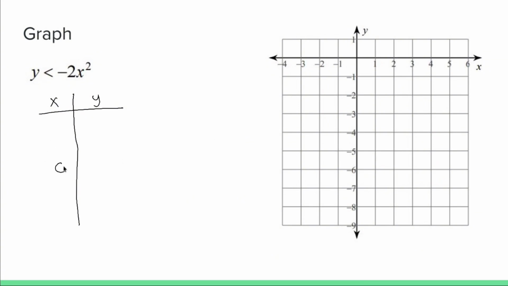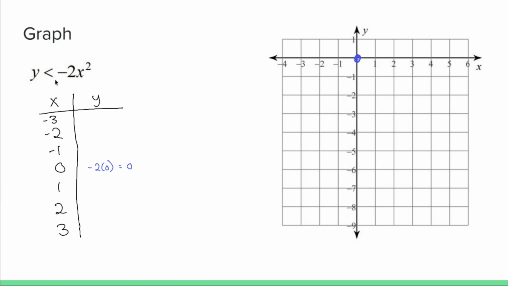So why don't I pick 0? Whatever 1 is, negative 1 is going to behave the same way. Whatever 2 is, negative 2 is going to behave the same way. And whatever 3 is, negative 3 is going to behave the same way. All right, when I plug in 0, I get negative 2 times 0, which is 0. Easy peasy, I knew that would happen.